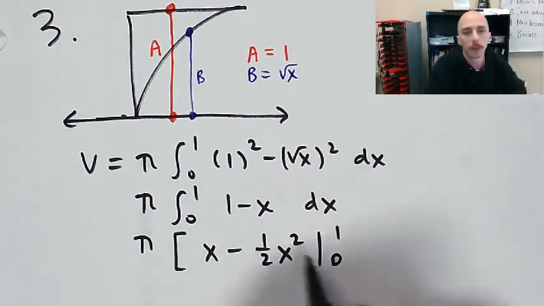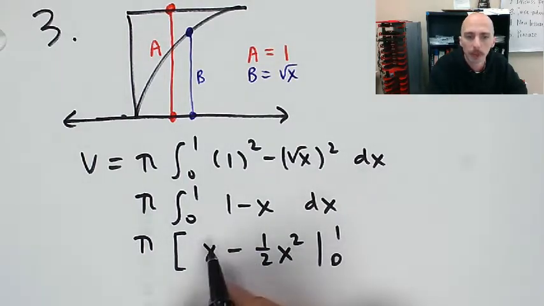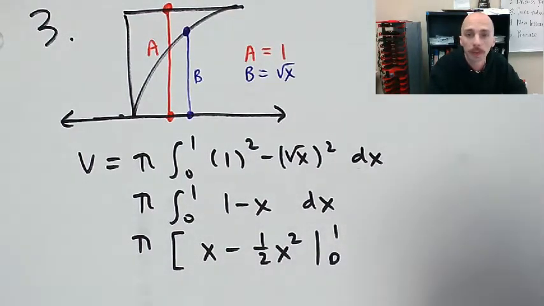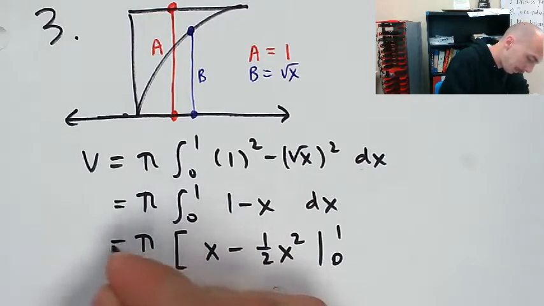Plug in 1, plug in 0, and subtract. When I plug in 1, I'm going to get a half, because 1 minus a half is a half. When I plug in 0, I get 0, so I'm going to get half of pi.